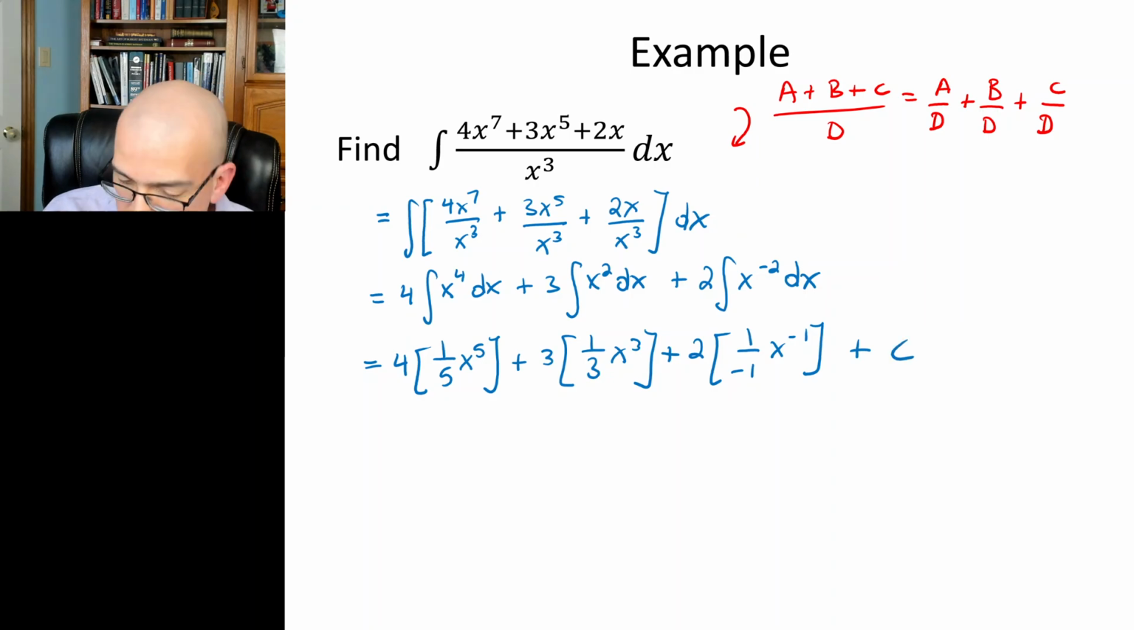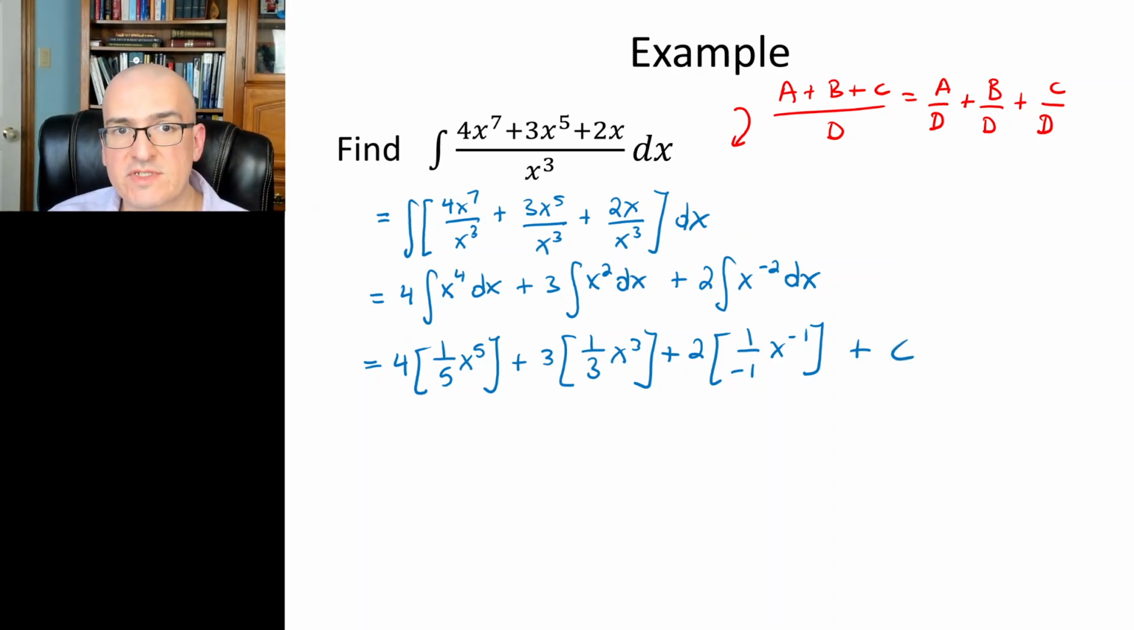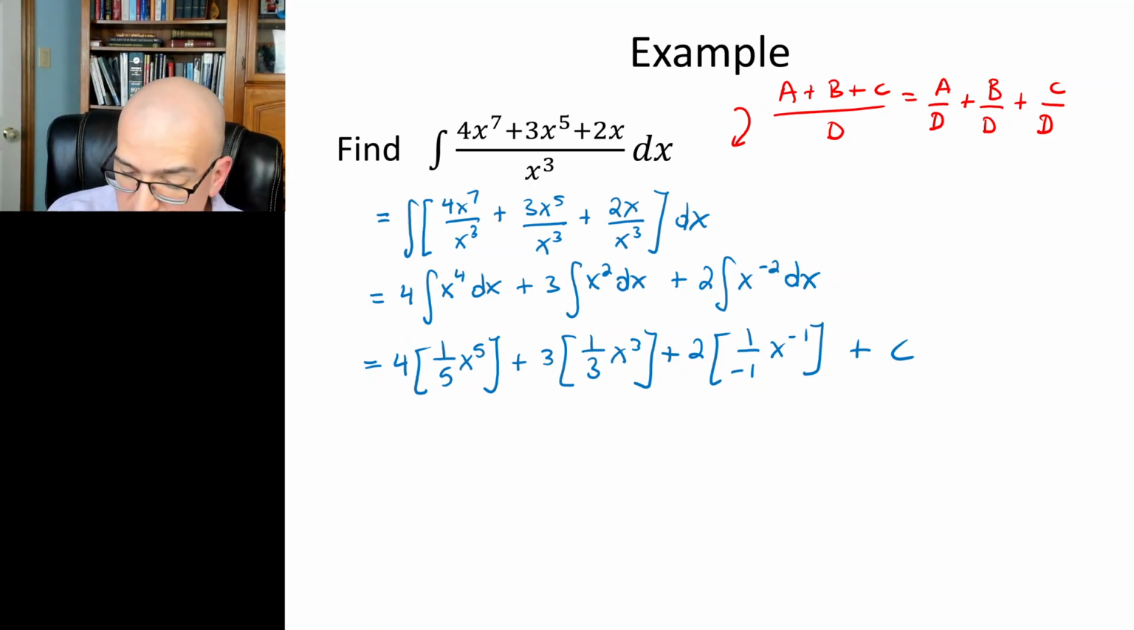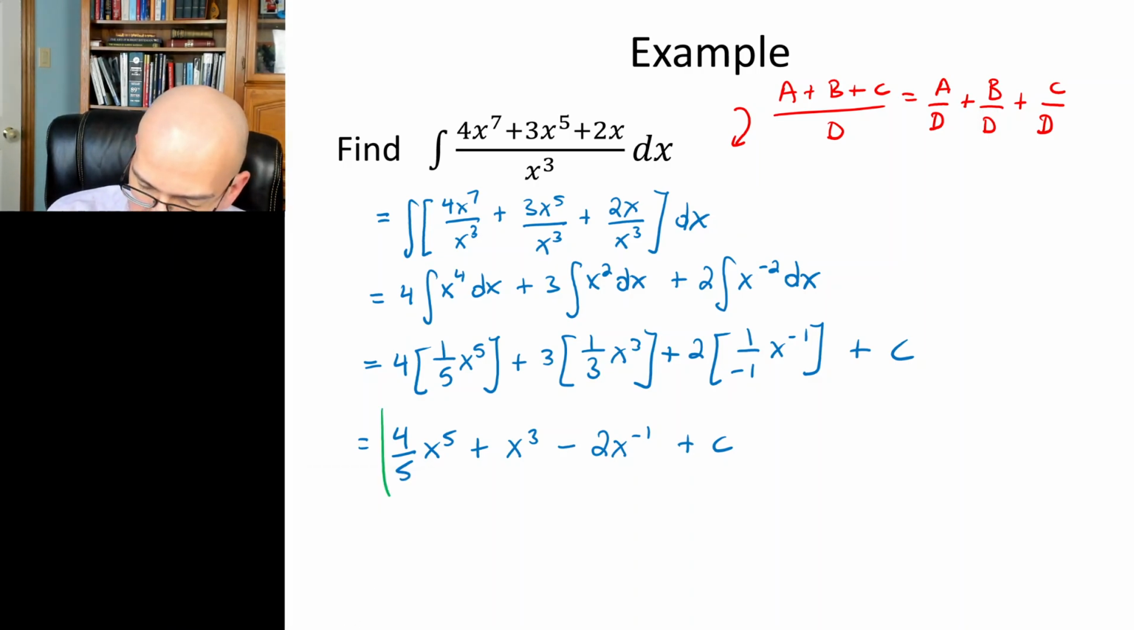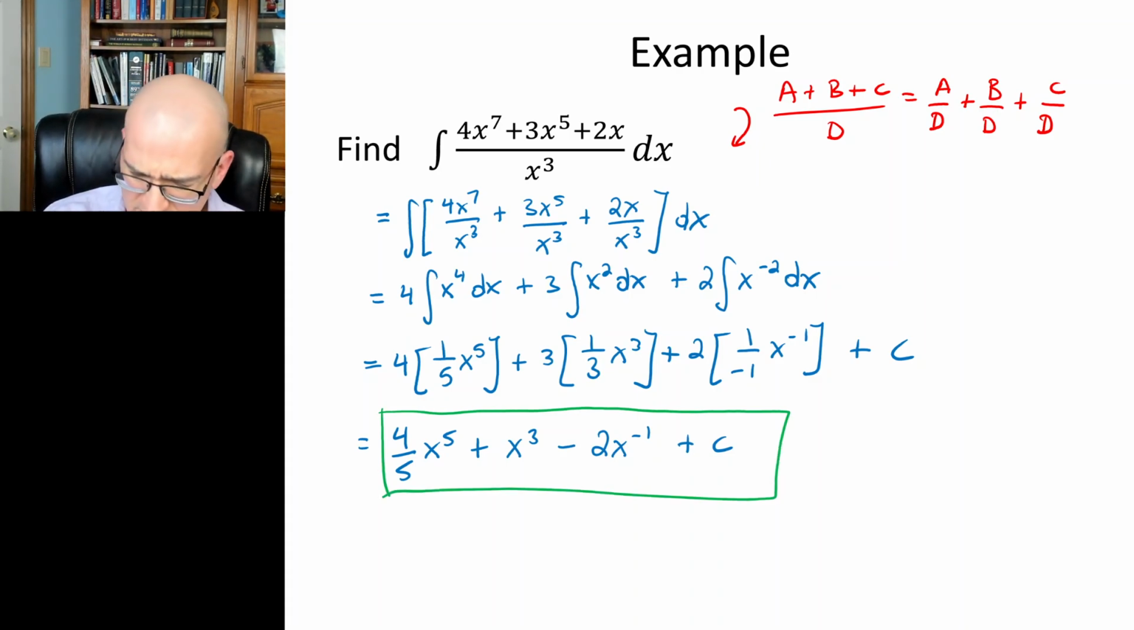And then the first one gave me a c, the second one gave me a c, the third one gave me a c. I'm going to put them all together as one big plus c and then simplify. So 4 over 5 x to the 5 plus x to the 3 minus 2x to the power of negative 1 plus c would be our answer. Don't do funny stuff. Don't do weird stuff. Don't try to make common denominators. Don't try to factor it. Don't try to simplify it. Just don't do any of that. Leave it alone.